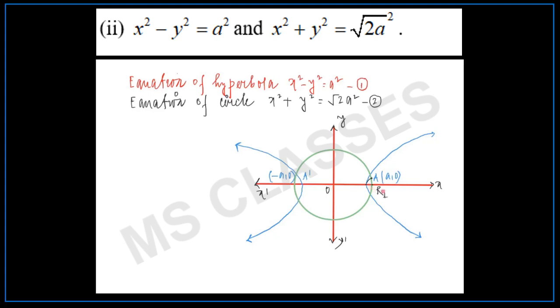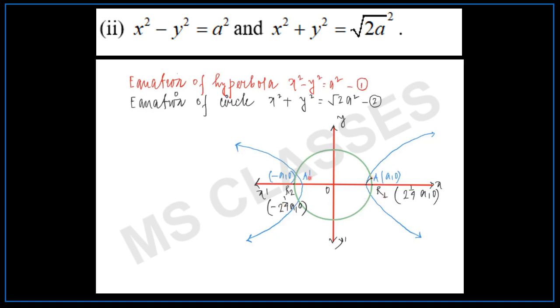So here R1, which we will take, will be 2 to the power of 1 by 4 a comma 0. And here also we can take the point which is R2, which will be minus 2 to the power of 1 by 4 a comma 0. So we got R1, we got here R2. Now we can understand here there are 4 points of intersection. 4 points of intersection is possible here.